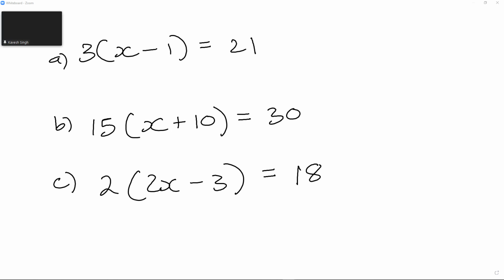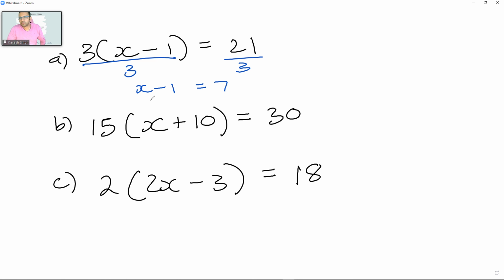All right. So for the first question, the first thing I'm going to do is divide both sides by 3. So we divide, what's 21 divided by 3? 7. Then I'm going to plus 1 because I need to get rid of the minus 1 to get x alone. And what's 7 plus 1? 8. All right. Now try the next one.